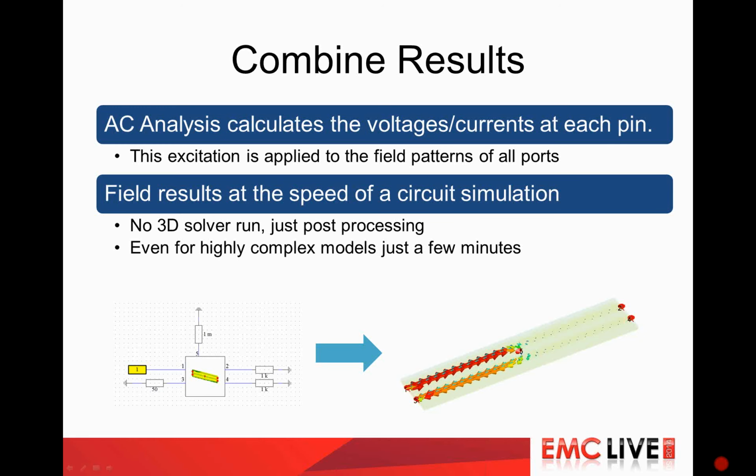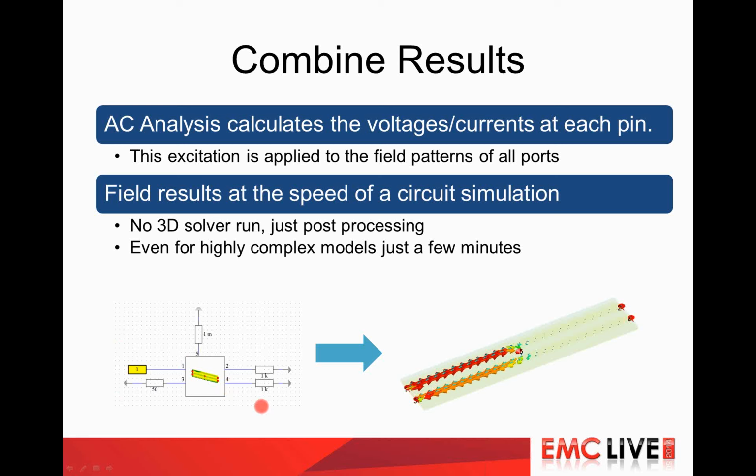And then we move on and we define a circuit schematic. The circuit schematic will calculate the voltages and currents at each of the pins that connects to the 3D block, and each of those pins is basically one port in the 3D model. Once we have calculated the voltages and currents at these pins, we can apply the superposition principle and calculate the resulting field. This is very, very efficient and very quick. This is what I call having the field results at the speed of a circuit, because even for highly complex models, it just takes a minute or two.